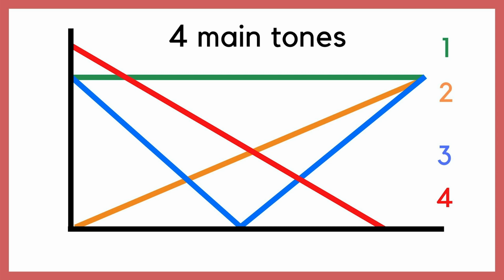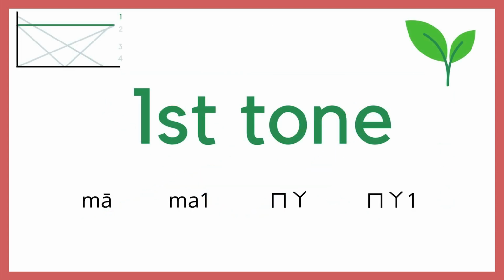We call the tones by their numbers. First tone, second tone, third tone, and fourth tone. You can see them all here in this super handy color-coded chart. Now let's go over each tone individually. The first tone is high and light, ma.